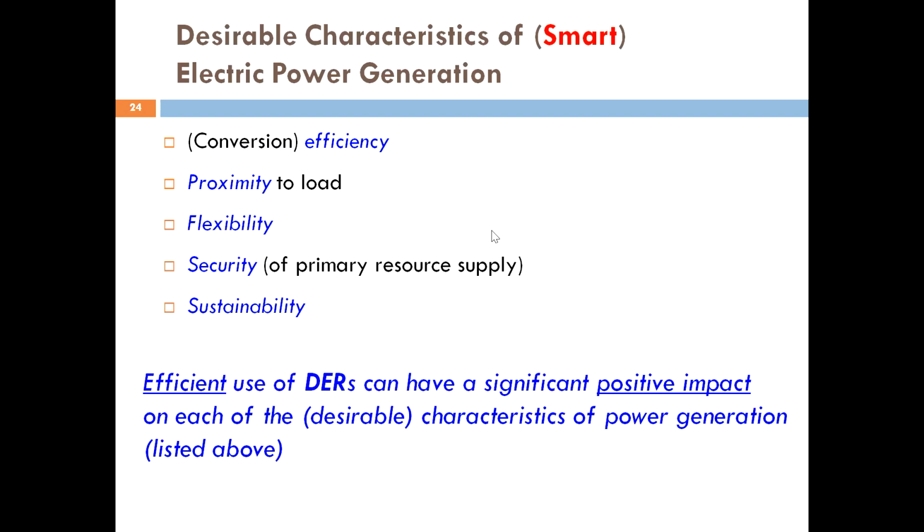So what we can say here, or what is claimed, is that the efficient use of distributed energy resources is envisaged to have a significant positive impact on these desirable characteristics of power generation. So those who advocate distributed generation do so on the basis of the enhancement of the efficiency, flexibility, security, as well as the sustainability of electric power supply.